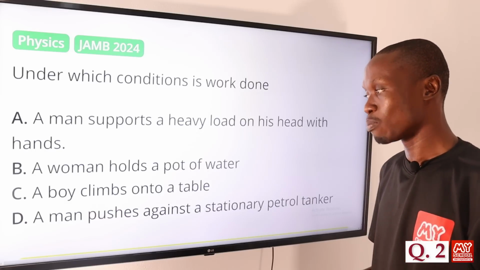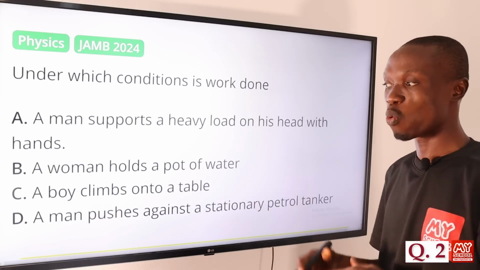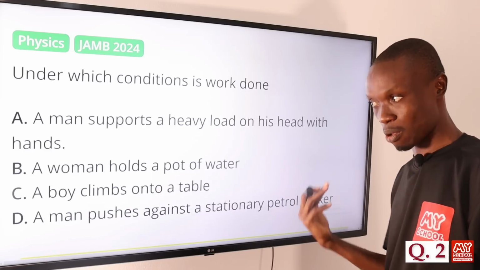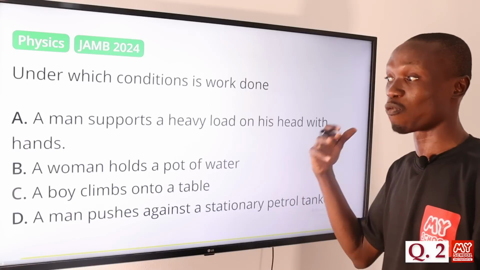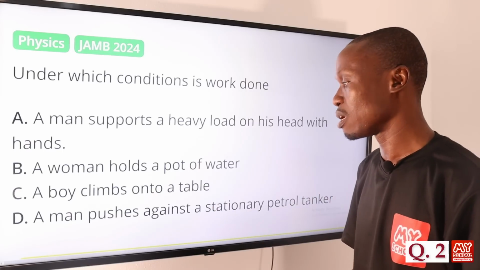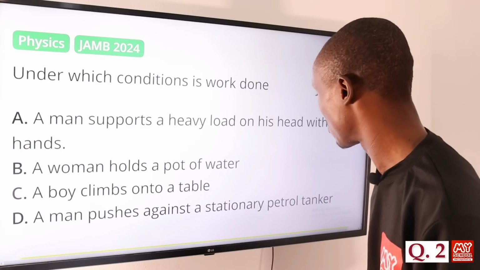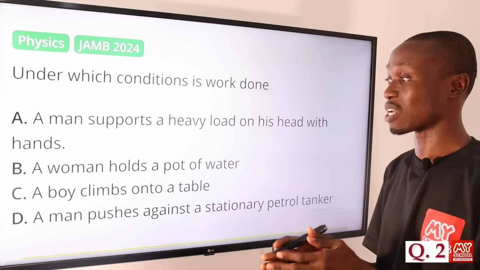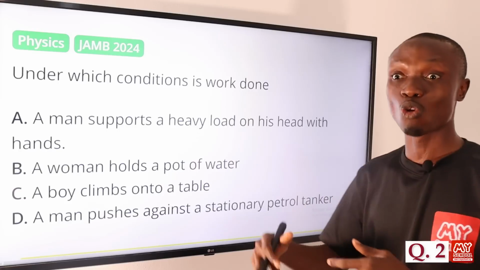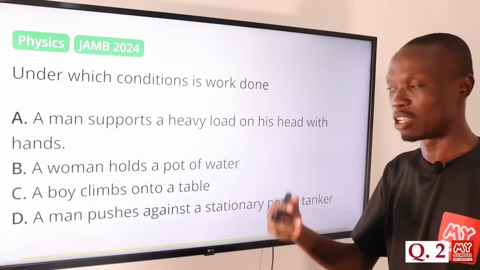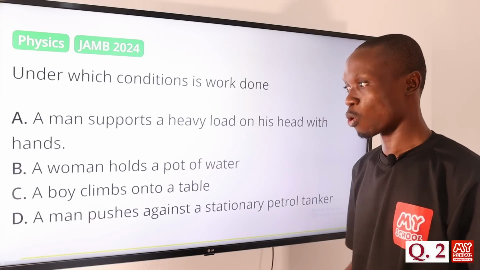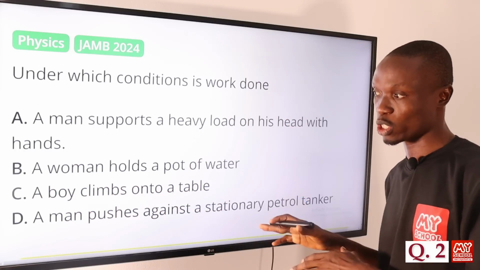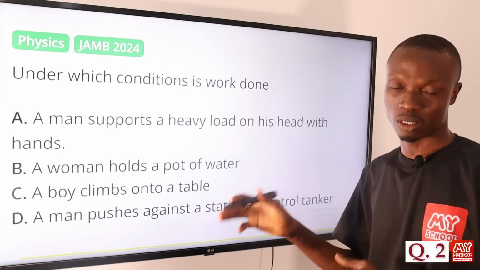Option C, a boy climbs onto a table. Now in option C, work is actually done because the boy did work of lifting his own weight from the floor onto the table, right? And he actually did that work against the force of gravity, okay? While option D, a man pushes against a stationary petrol tank. So the man pushing against stationary petrol tank is not doing any work. In fact, it's actually wasting his time. Why? Because the petrol tank did not move from the place it was initially, to another position, okay? So based on everything that I've said so far, option C is the correct answer to this question. A boy climbs onto a table.